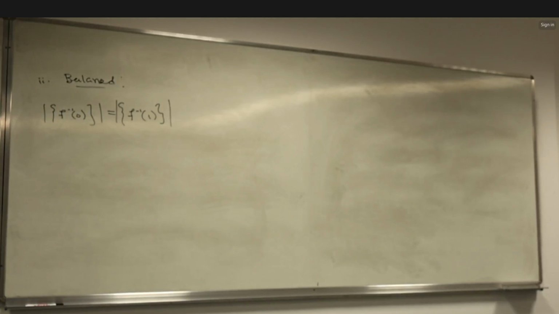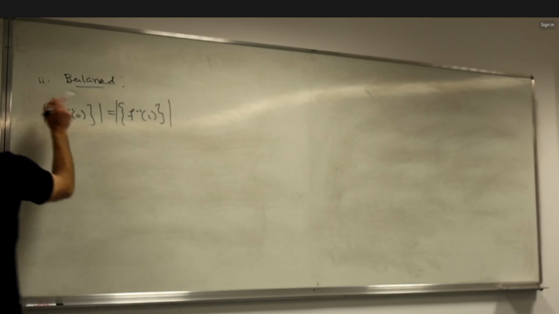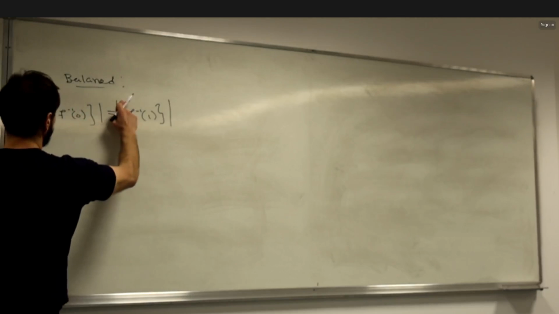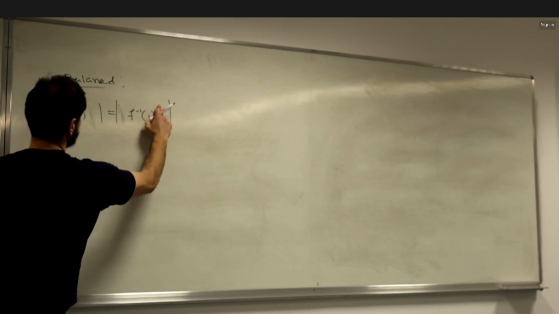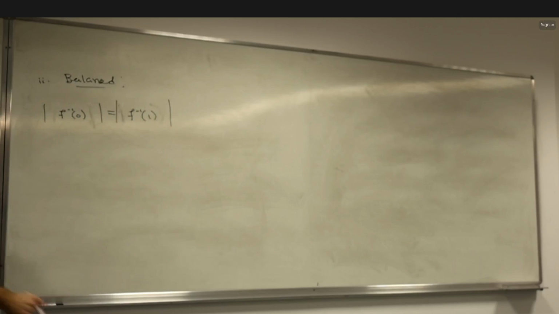I think you don't need the set braces, but yes. F inverse of 0 is a set. Yes, for sure, I don't need those. Just keep the absolute values. Very nice. So yeah, that's much cleaner to state like this.